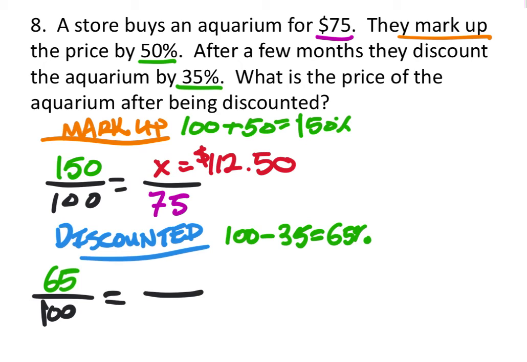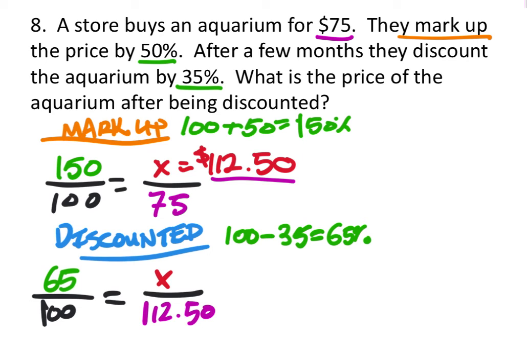And what was that value? Well, it was $112.50. So that's the total value right here. What we want to find is the discounted value again. See that the 100% is corresponding left and right with the total. And then the 65%, that's the value we don't know. So those got to be across from each other as well.